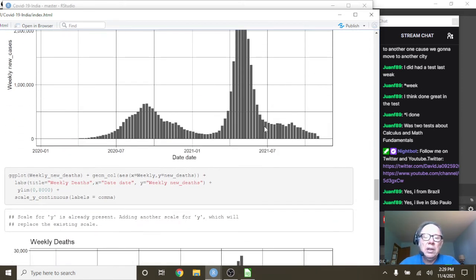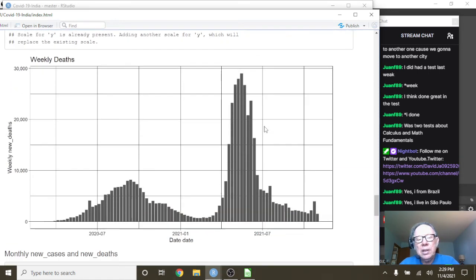What about your deaths? Again, a single spike up, then it began to fall all the way back down. These numbers here is 5,000. So since sometime during July, your weekly deaths have been below 5,000 per week.